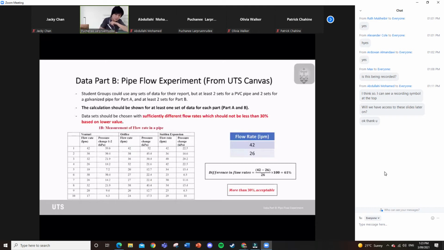And again, you need to select two sets for venturi, two sets for orifice, and two sets for sudden expansion. So for example, if I select 42 and 26, the difference will be 61%, more than 30%. So we can use this one. And again, the calculation for at least one set of data for each part A and part B.